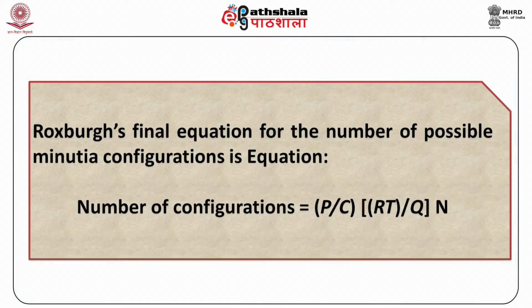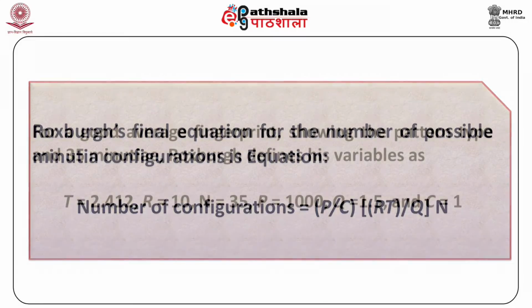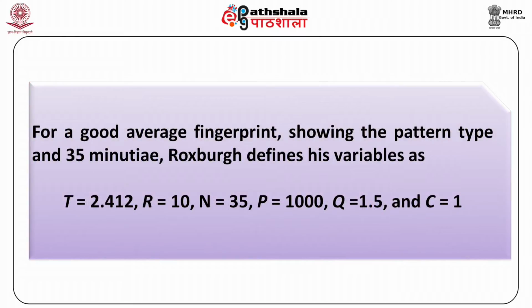Roxburgh's final equation for the number of possible minutiae configurations is: number of configurations is equal to P by C into R^T upon Q^N. For a good average fingerprint showing the pattern type and 35 minutiae, Roxburgh defines his variables as T is equal to 2.412, R is equal to 10, N is equal to 35, P is equal to 1000, Q is equal to 1.5 and C is equal to 1.